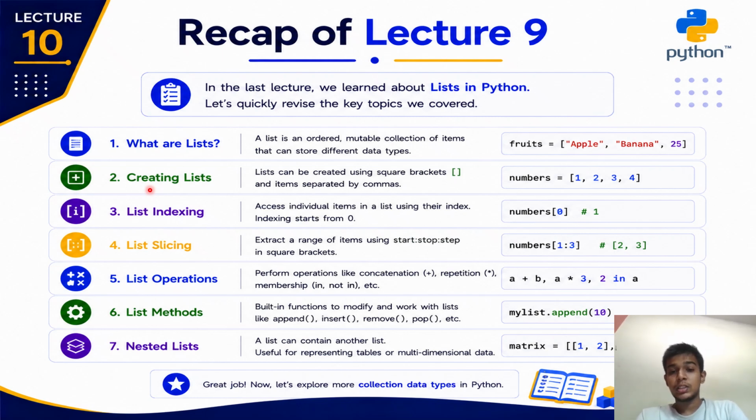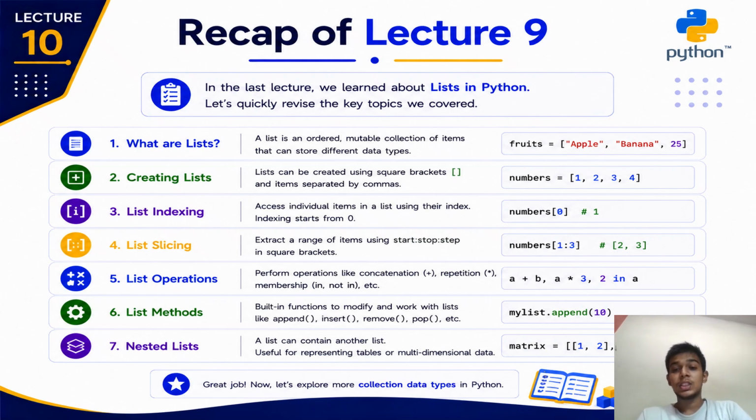Then we moved to slicing of the list. Slicing allows us to extract a portion of a list using the syntax start, stop, and step. It is a very useful feature whenever we want only a specific part of a list instead of the entire list. After that, we explored the operations of the list. We learned how to join two lists using the plus operator, repeat a list using the multiplication operator, and check whether an item exists in a list using the in or not in operators.